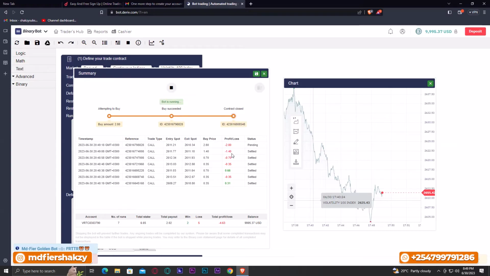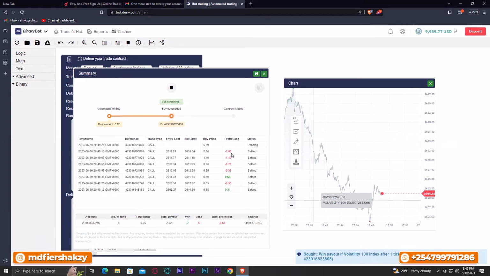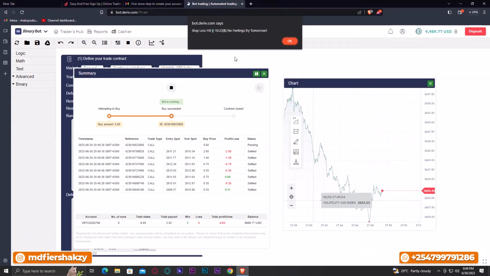So this is a bot that is trading without any kind of analysis. I just let it run. If you see such losses, it means you've not even analyzed the market. And actually, it is nice that it has lost and it has hit the stop loss.